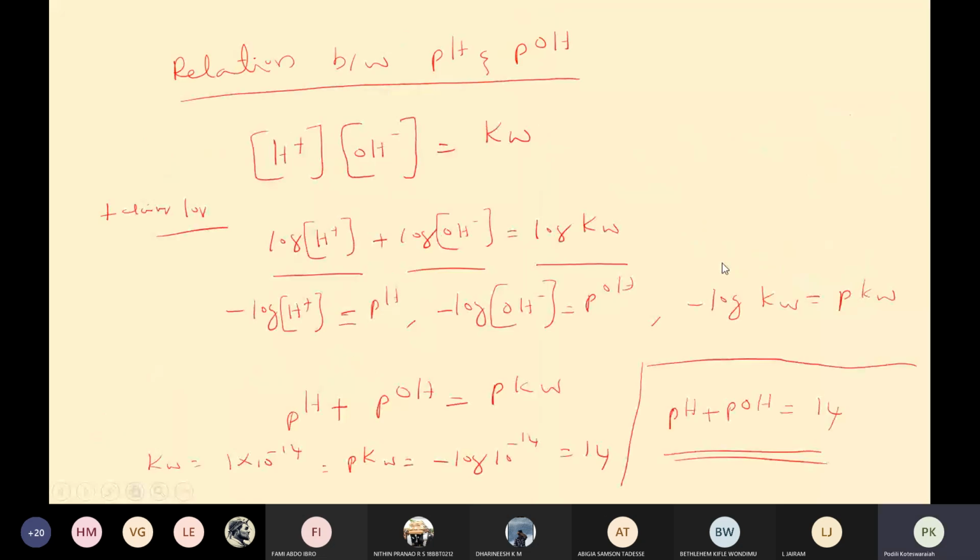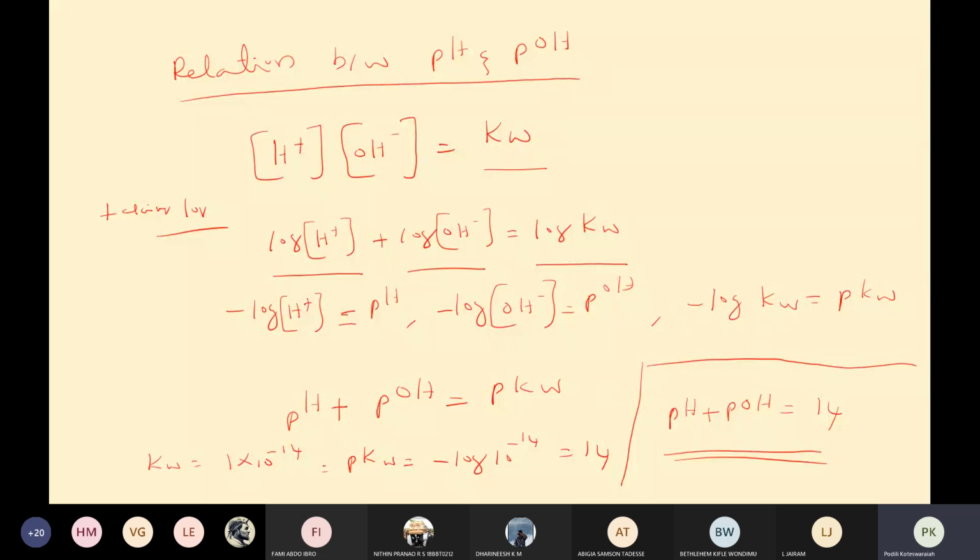Now, the relationship between pH and pOH: from the morning, we have already explained the ionic product of water, that is Kw is equal to the concentration of H plus times the concentration of OH minus.